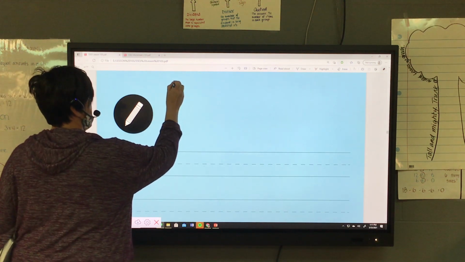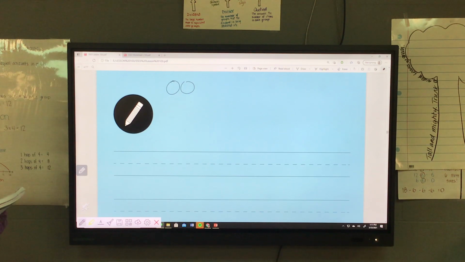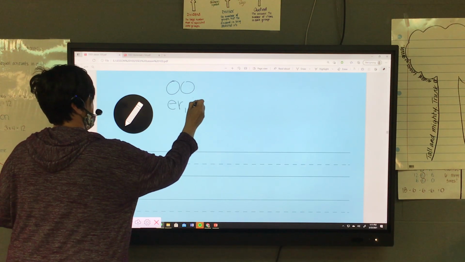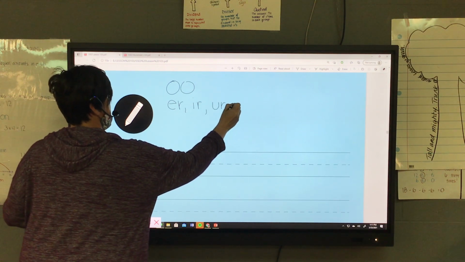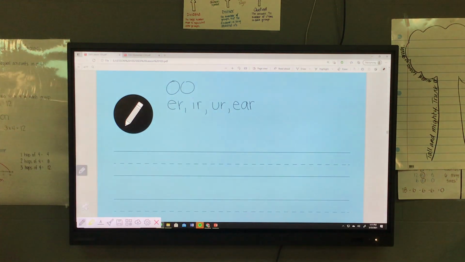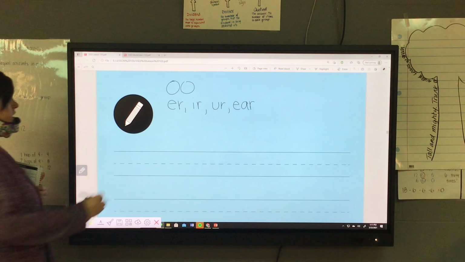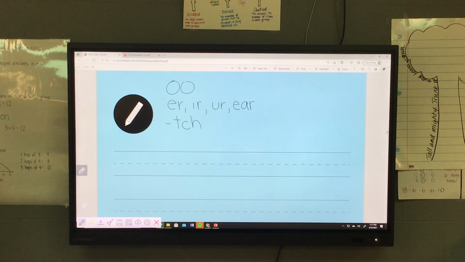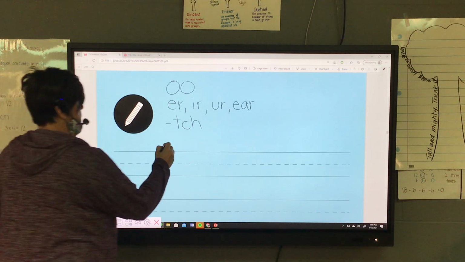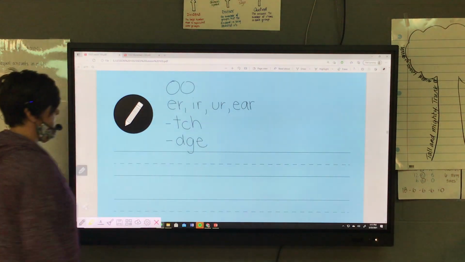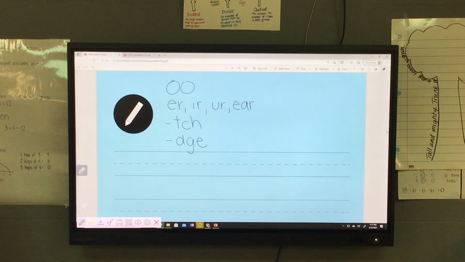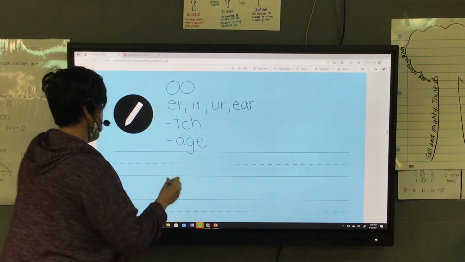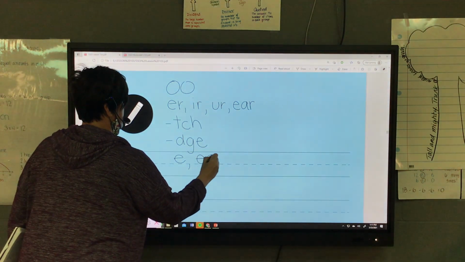So, like in book. Four ways. It doesn't matter the order. E-R, I-R, U-R, E-A-R. Those are the four ways. At the end of a word, after a short vowel. J at the end of a word, after a short vowel. And then two ways for short E. Everybody, what does short E say? Eh. So, E and E-A.